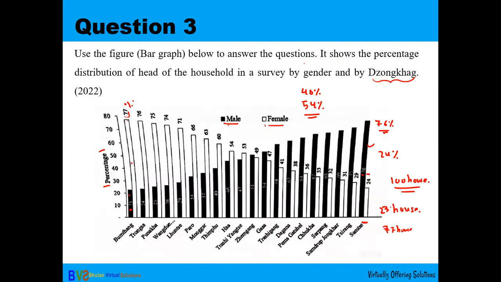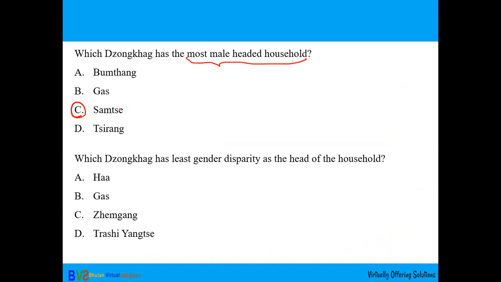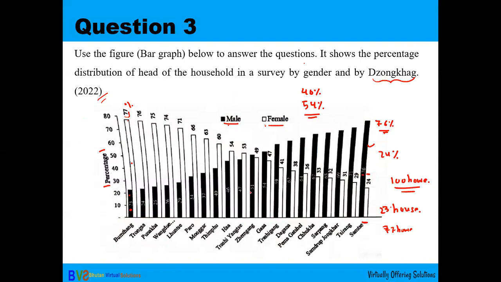See, this question came in 2022. You are getting a free 1 mark here. Right? Now see the second question. Which Dzongkhag has least gender disparity as the head of the household? Now, what does this least gender disparity mean? It means gender gap. Gender disparity means gender gap. Less gender gap, which Dzongkhag has it? Now if you see this, we have to find which Dzongkhag has the least gap. How will you find that?